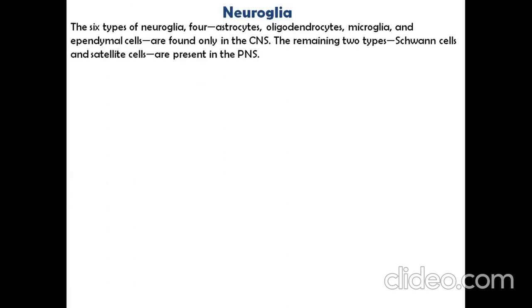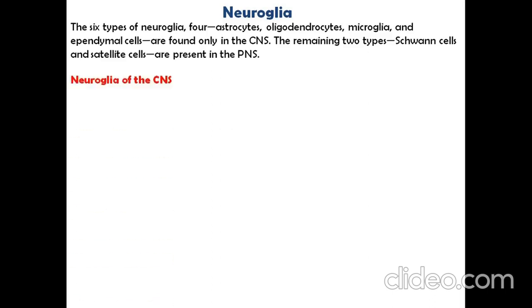Next one is the neuroglia. Of the 6 types of neuroglia, 4 are found in the central nervous system and the remaining 2 are present in the peripheral nervous system. Astrocytes, oligodendrocytes, microglia and ependymal cells are found in the central nervous system, and Schwann cells and satellite cells are found in the peripheral nervous system.